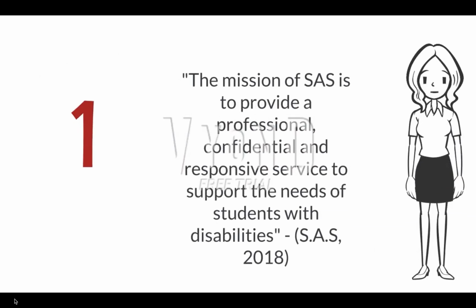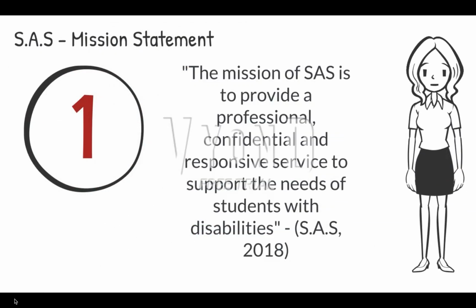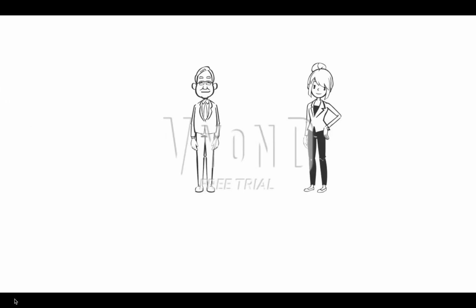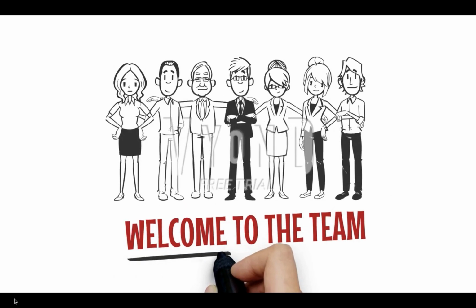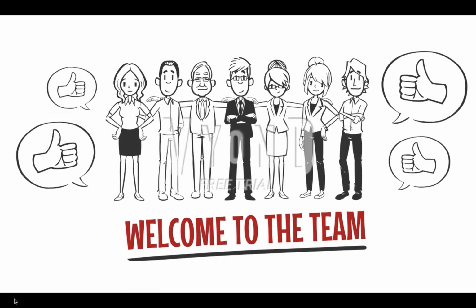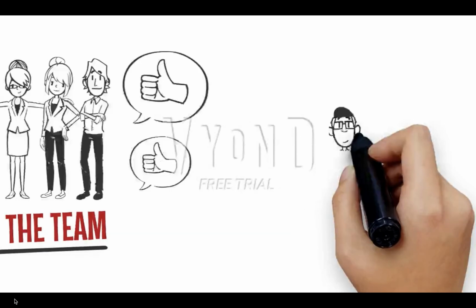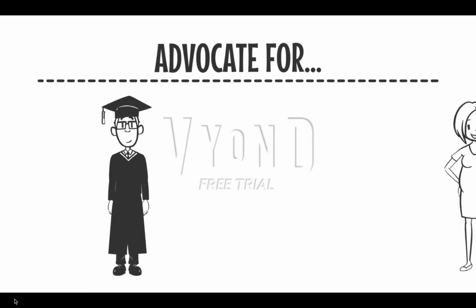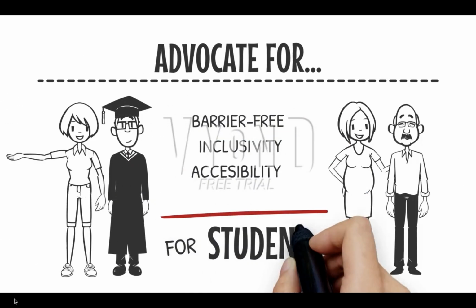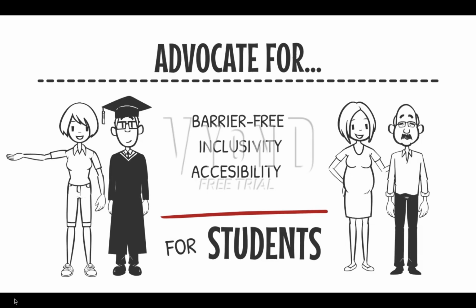Student Accessibility Services' mission is to provide a professional, confidential, and responsive service to support the needs of students with disabilities. The Student Accessibility Office assists in transitioning students with disabilities to their studies at York, helps promote self-awareness, promotes access and awareness as a resource to all members of the university community. Advocates for an inclusive, barrier-free, accessible campus and facilitates and coordinates individualized support and academic accommodation for students with disabilities based on an assessment of their unique needs.